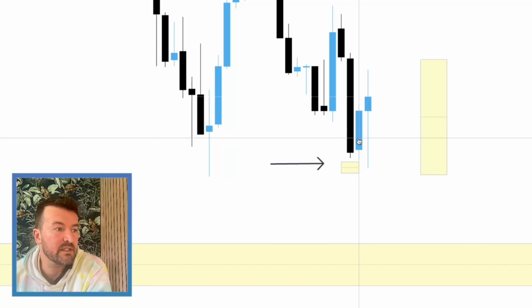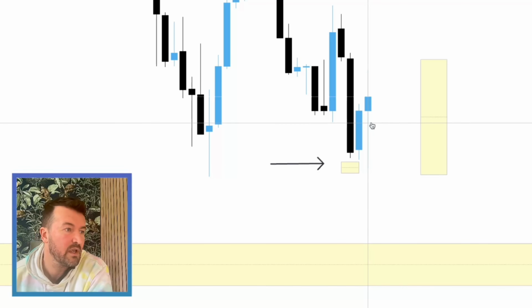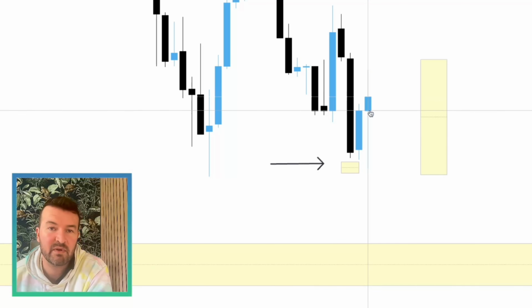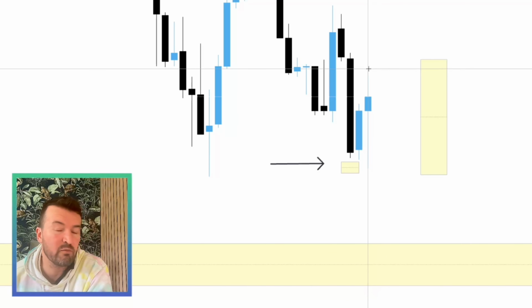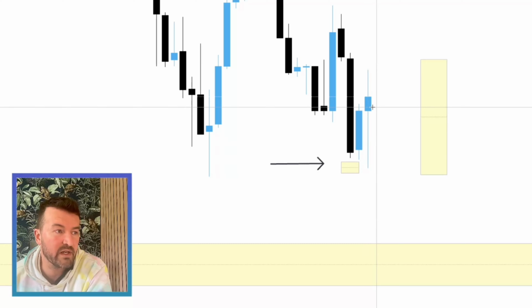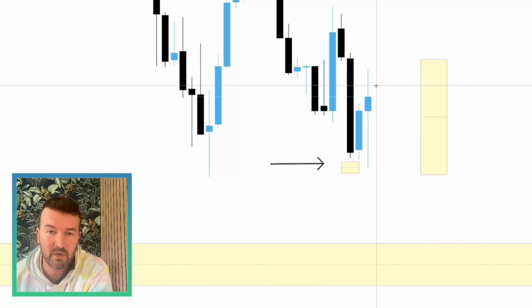So what price has done is it's come down to a support area. It has wicked it. At some point, this looked like a black candle, and then towards the end of the candle, price pushed up and it ended up being bullish. It would be better if this was a full blue candle right at the top, so long wick at the bottom and then full blue with very little wick at the top, that would be much stronger in strength.